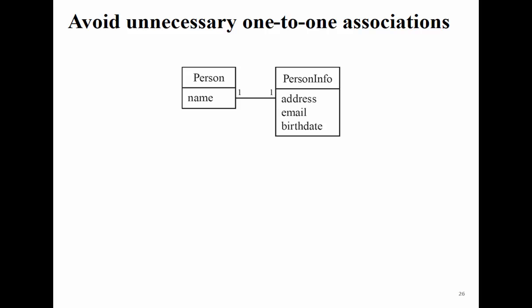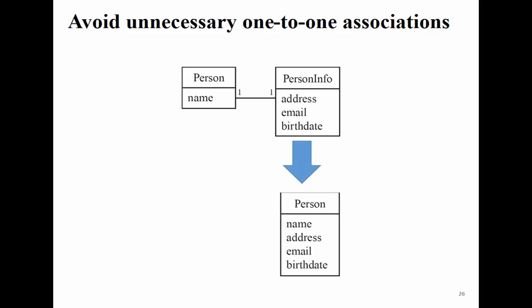I know that the person has a name and some personal information about the address and email and the date of birth. So it's good to create one class where all these objects are members of it, rather than creating two separate classes, one for the person and another one for the personal info, and the relation between them is one-to-one. So why not create only one class called person, and inside this class we define all the fields or all the attributes that are related to the person. So we try to avoid unnecessary association relations that are one-to-one.